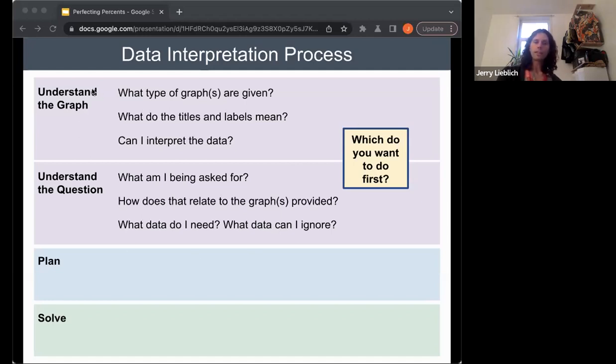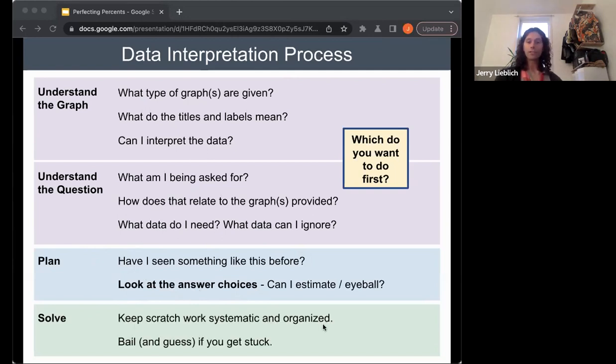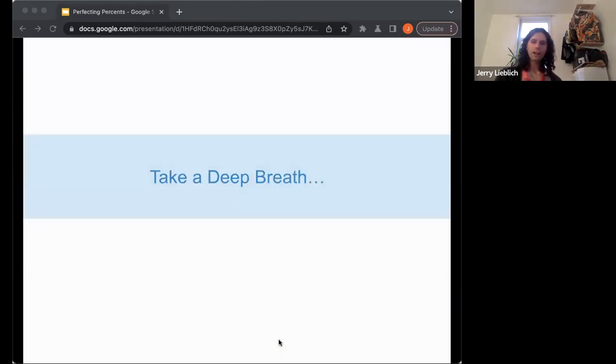But once you understand the setup, then you come up with your plan. So say, okay, have I seen something like this before? And you can look at the answer choices as well and ask, all right, can I estimate with these? Are they far enough apart that I don't actually need to calculate? And then just stay organized with your scratch work. And if you get stuck, be prepared to guess and move on. So let's try one out now.